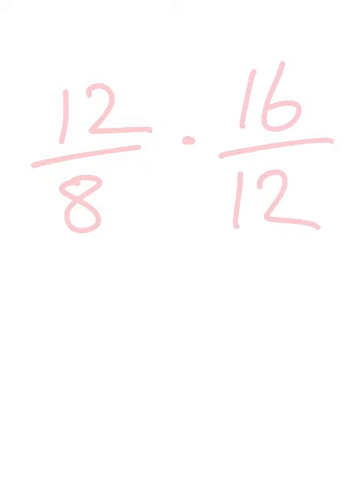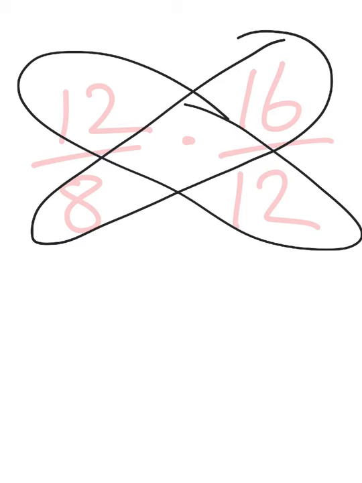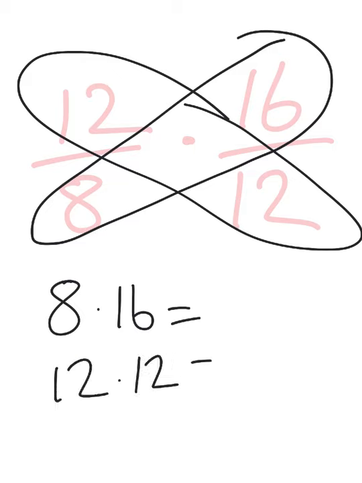So we have 12 over 8 and 16 over 12. Now these numbers are a little bit larger. We are going to cross multiply 8 by 16, 12 by 12. It doesn't matter which one you start off with because we're looking to see if they are equivalent. 12 times 12 is 144. We know that from our multiplication chart. We should know that by heart.